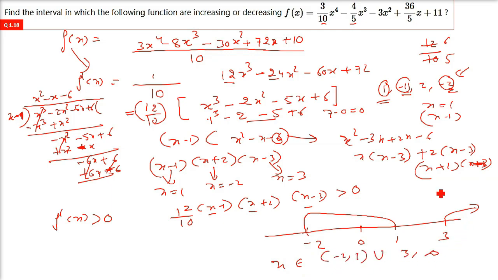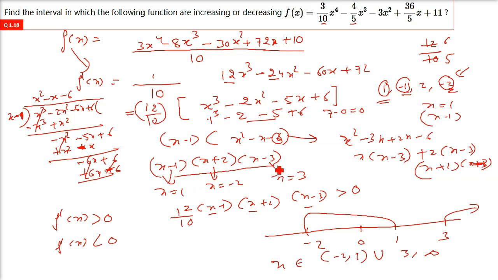And on the left, only negative 2 and 1 is there. So between negative 2 and 1 it is going to be increasing, and 3 to infinity it is increasing. I hope you got the idea. Anything which is 3 to infinity is increasing, and between negative 2 and 1 it is increasing.